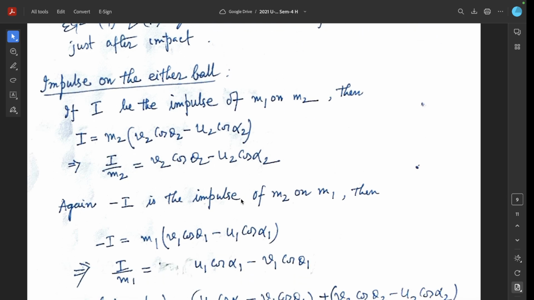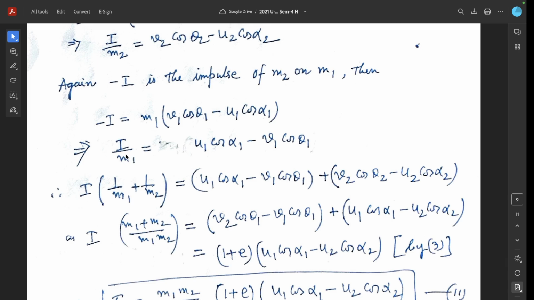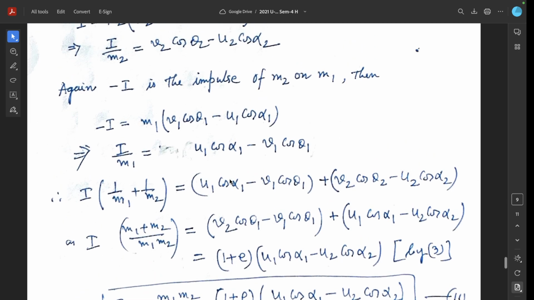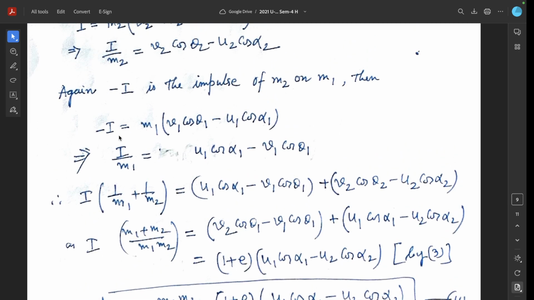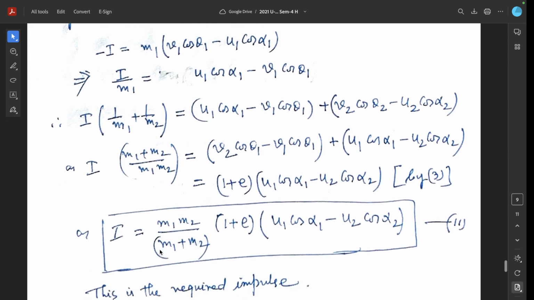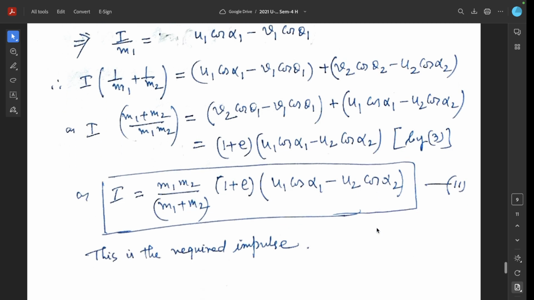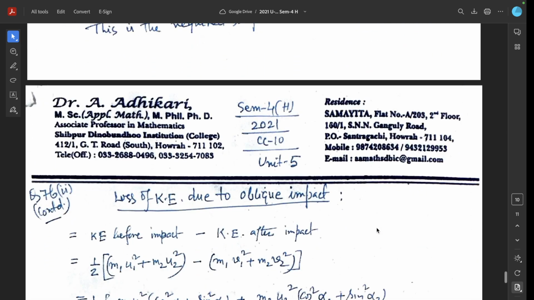Again, minus I is the impulse of m2 on m1. Then minus I equal to m1 into bracket v1 cos theta 1 minus u1 cos alpha 1. So I by m1 equal to this. Adding I by m2 plus I by m1, and after simplification we get I equal to m1 m2 by m1 plus m2 into bracket 1 plus e bracket u1 cos alpha 1 minus u2 cos alpha 2, and this is the required impulse.